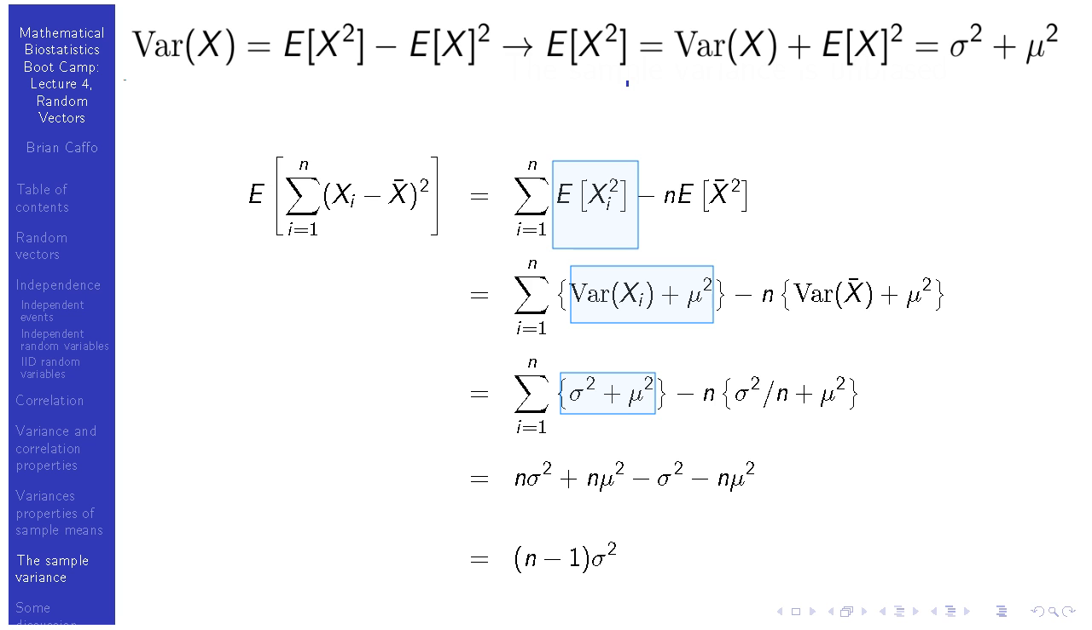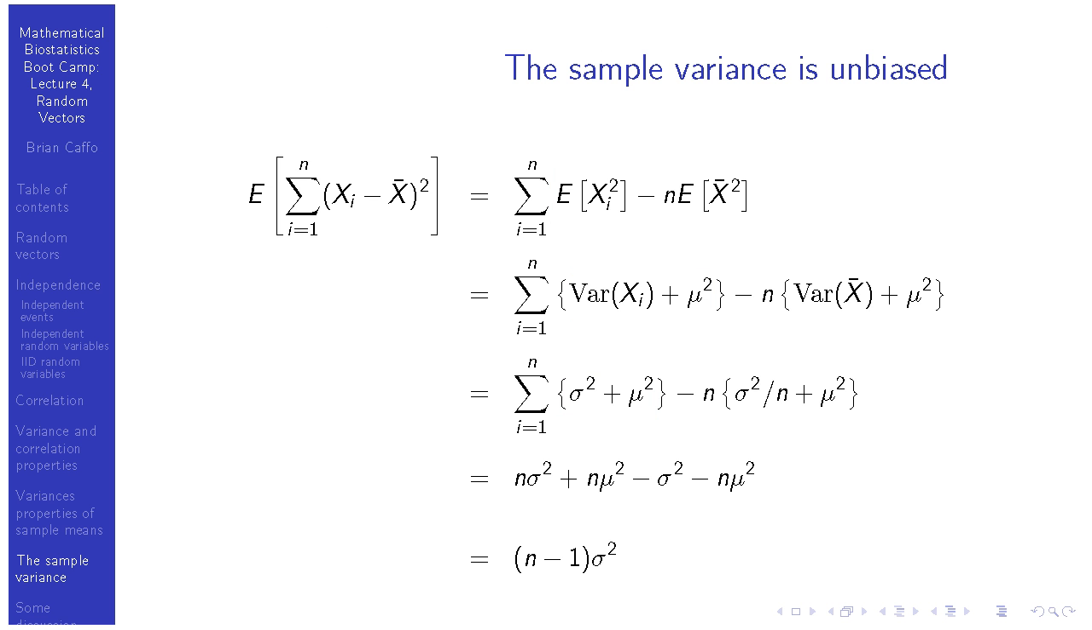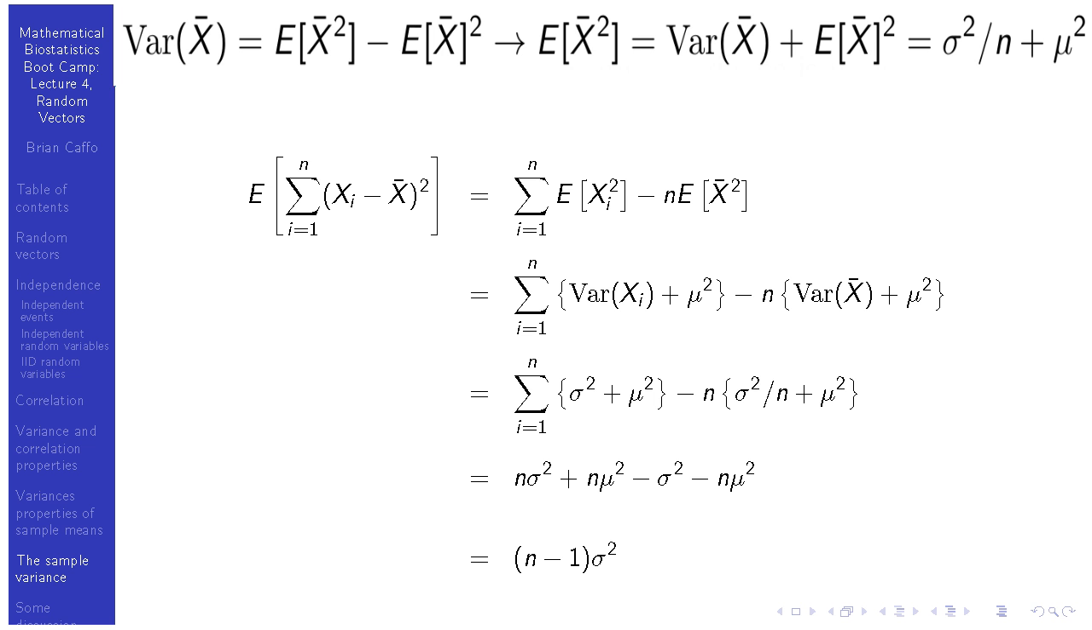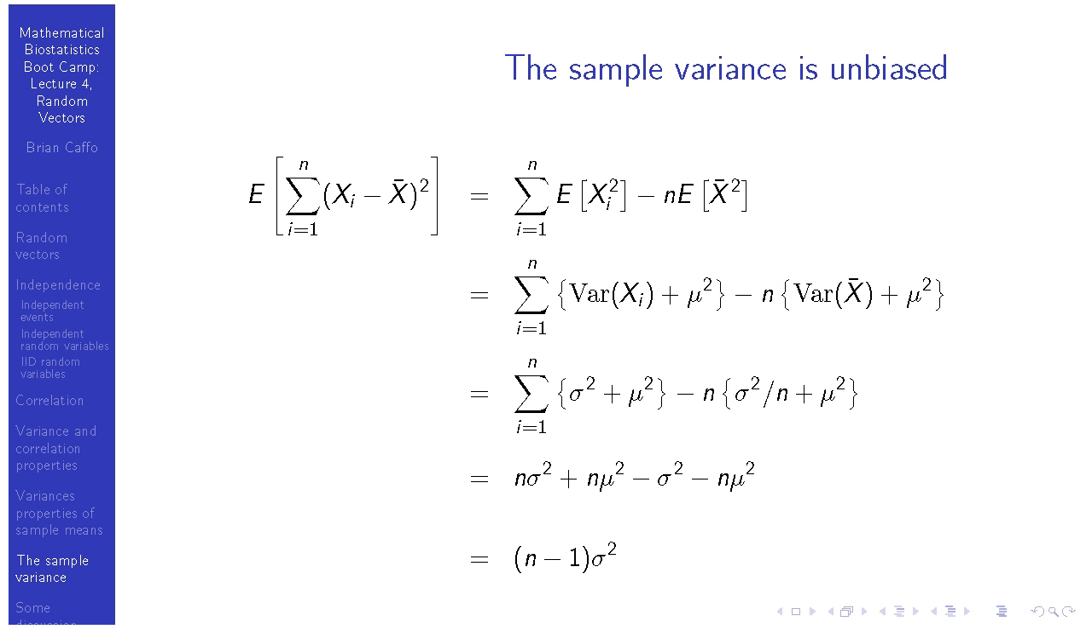So the expected value of xi squared is variance xi plus mu squared. And then the same thing is true, of course, for the mean, because the mean itself is just another random variable. So the expected value of x bar squared is variance x bar plus mu squared. And then we have this n out front. And so the variance of xi is sigma squared. So we wind up with sigma squared plus mu squared, which is a constant. So we wind up with n of those. And then variance of x bar, we just derived a little bit ago as being sigma squared over n. So we get n times sigma squared over n plus mu squared. And just collect terms now and you get n minus 1 sigma squared.